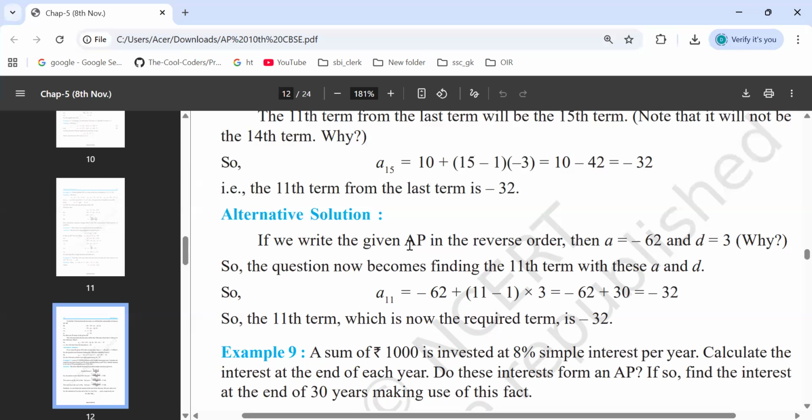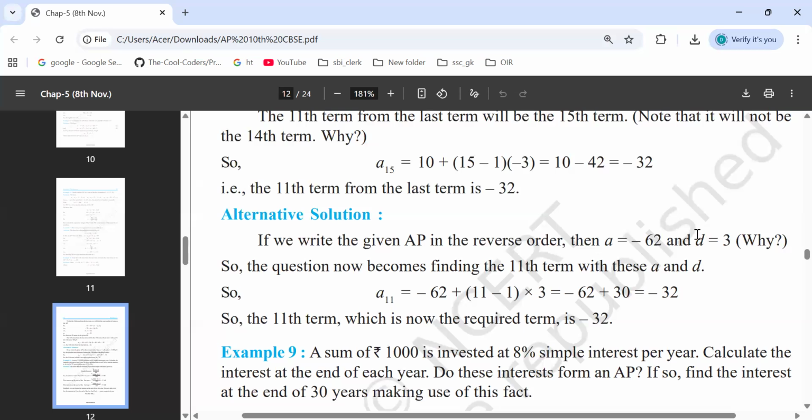We are taking A equals minus 62, which is basically the last term, but we are trying to convert it into the first term, and D equals 3. So the question now becomes finding the 11th term from these A and D. So A11 will be equal to minus 62 plus (11 minus 1) into 3. Minus 62 plus 30 will be equal to minus 32.